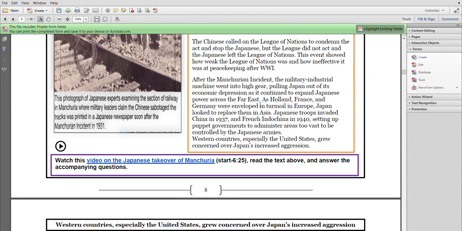As Holland, France, and Germany were enveloped in turmoil in Europe, Japan looked to replace them in Asia. Japanese troops invaded China in 1937 and French Indochina in 1940, setting up puppet governments to administer areas too vast to be controlled by the Japanese armies. Western countries, especially the United States, grew concerned over Japan's increased aggression.